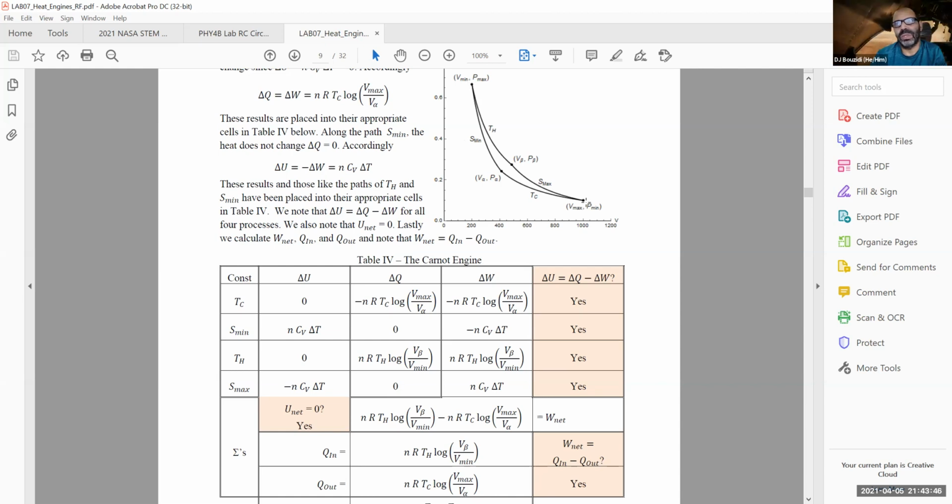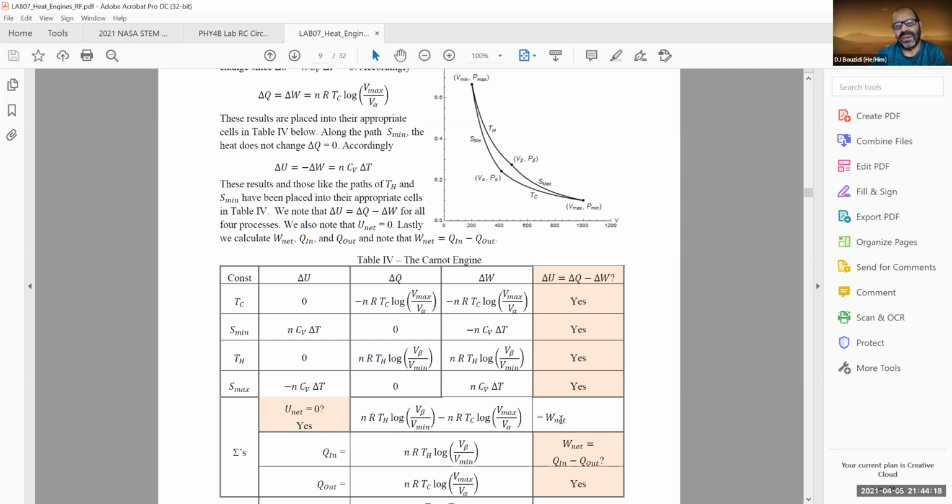Starting from one point, going through the entire cycle and coming back to it, there is no change in the energy of the gas. Okay, this is the net work. The net work is the sum of all of these quantities. This one and that one cancel, so we end up with nRT_H times the log of V beta over V min minus nRT_C ln of this number, because these two quantities are the same, so they cancel.